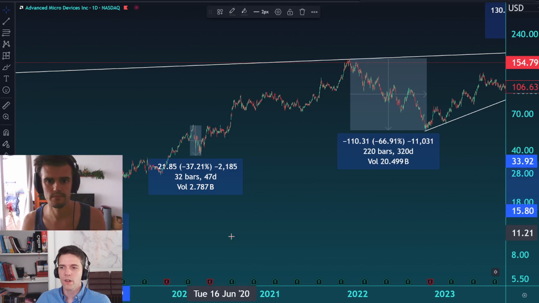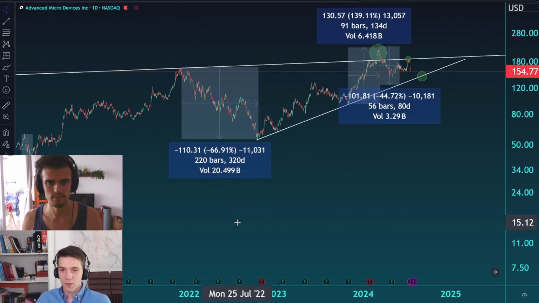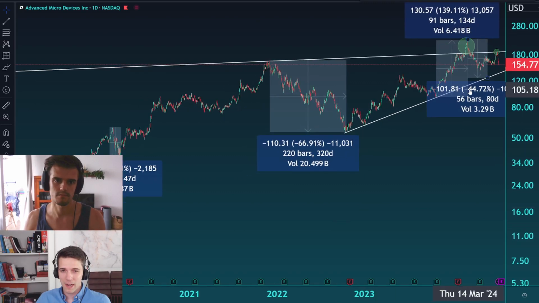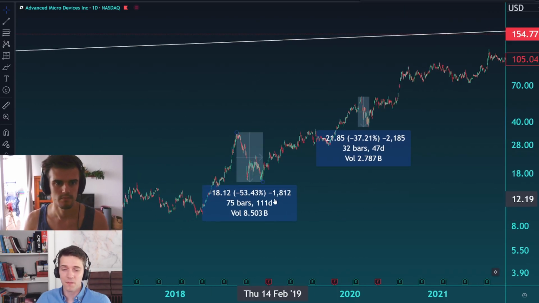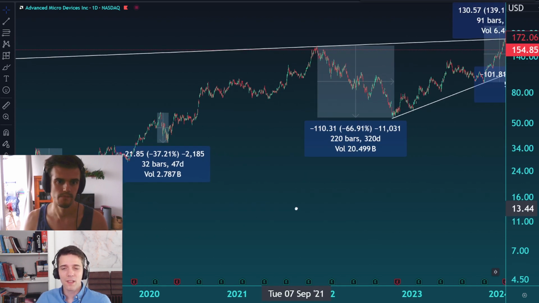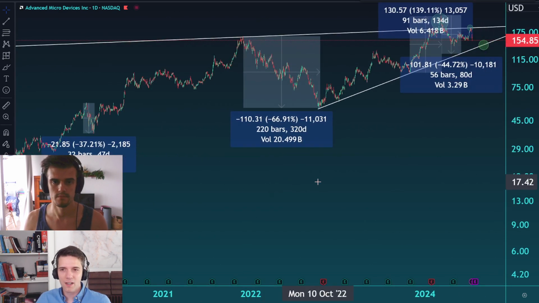Yeah, look at the current risk that we have with this stock. Obviously, if we experience a correction, look at that. We're talking about minus 44%, minus 66, minus 37, minus 53. So obviously, more than 60 is very, very extreme. Obviously, it would be a strong signal to buy the stock if you think that the stock is going to perform well in the future.